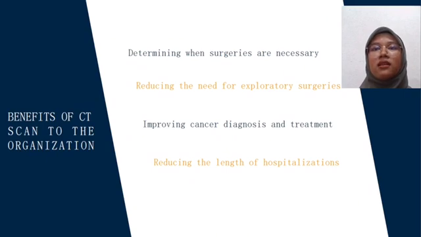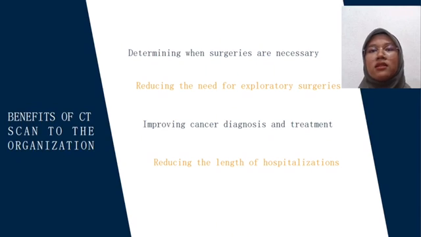A CT scan can improve cancer diagnosis and treatment by providing clear and specific information on the location, size, and shape of the tumor, as well as the blood vessels that are feeding it. This can help doctors decide the best option for treating the cancer, such as surgery, radiation, chemotherapy, or targeted therapy.